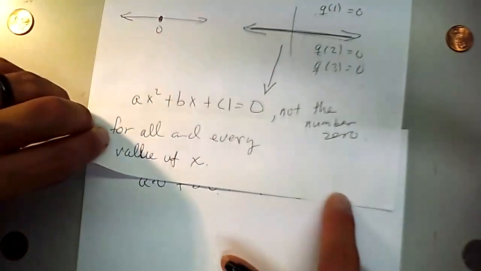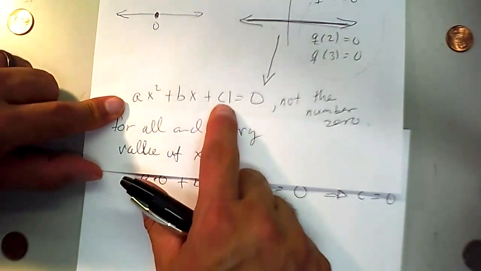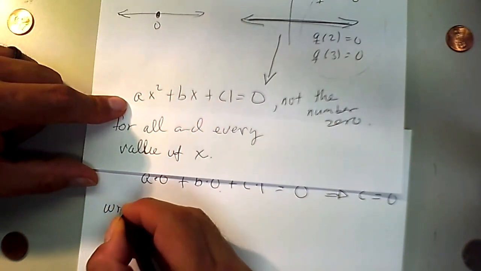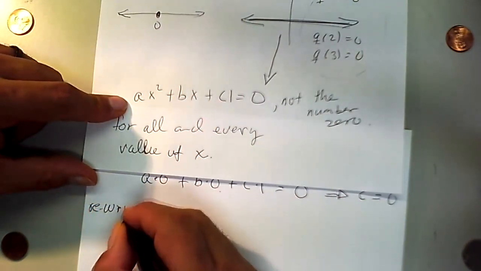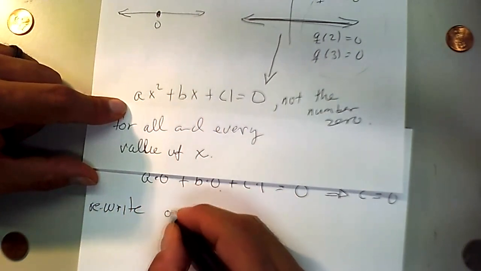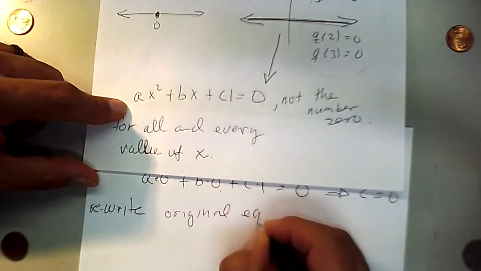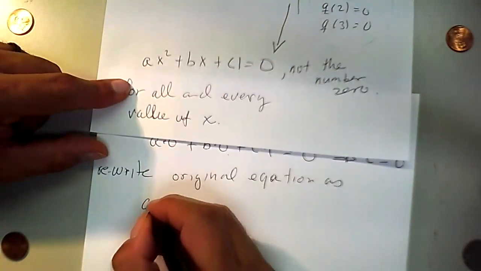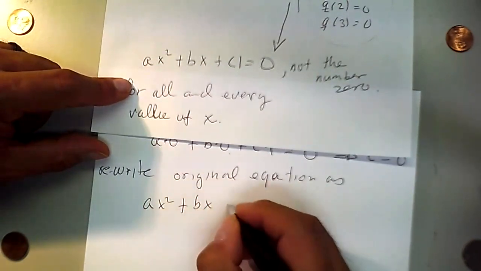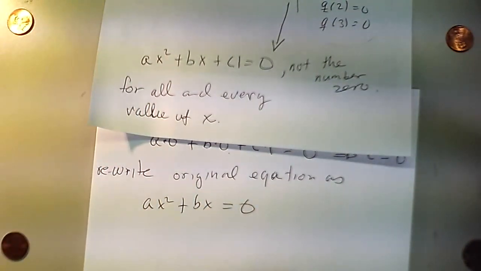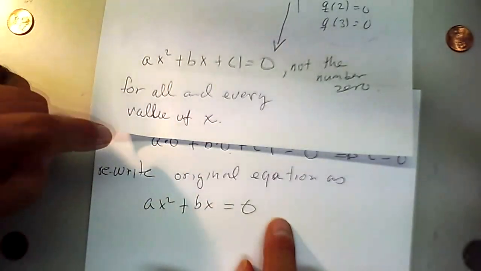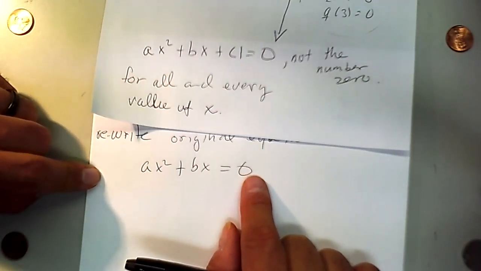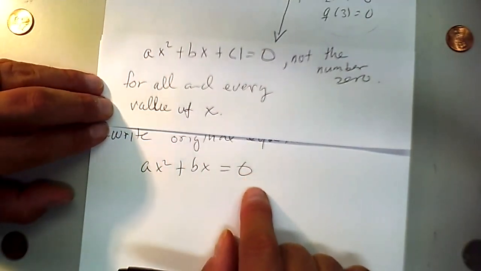And now that we have that knowledge that c is equal to 0, we can rewrite our original equation as ax squared plus bx equal to 0. And that is true for all x, all and every one of the x's, because we're talking about the function 0, not the number 0. Very, very important distinction.